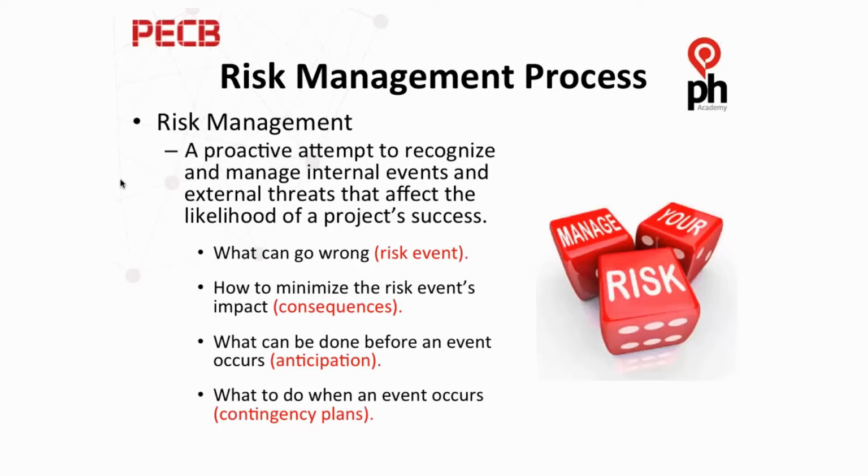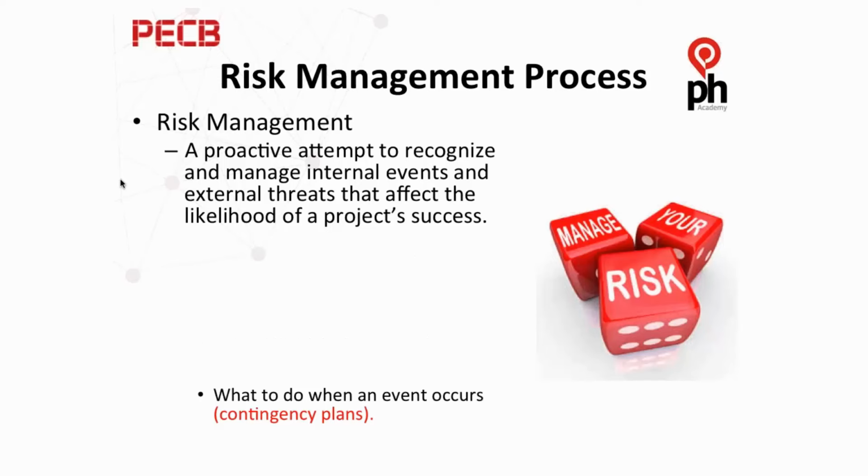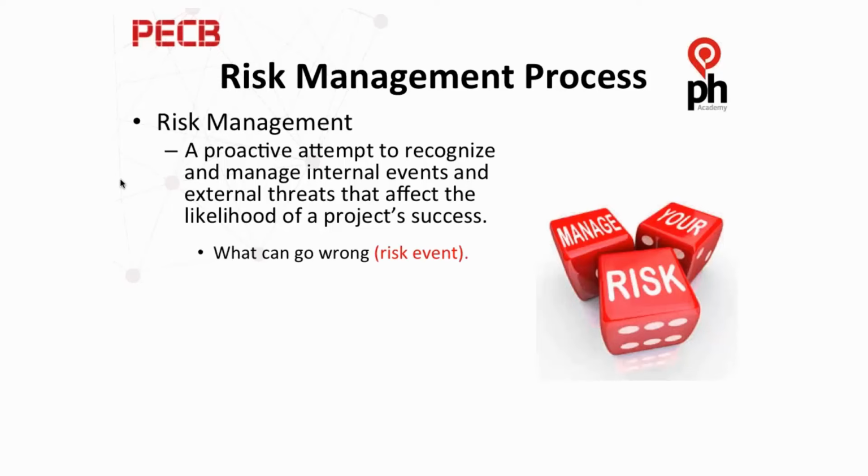The issues with economic, environmental, and societal impact then come with the art of planning the important steps: what can go wrong, how to minimize the risk event's impact, what can be done before an event occurs, and what to do when an event occurs. So these four steps become important to consider the overall issues and risks surrounding the event.